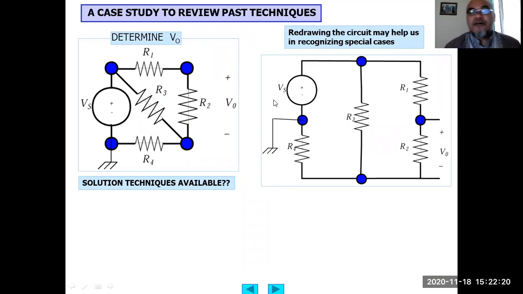Okay, so we draw, in order that we can solve it better. So Vs is connected with R4. The grounded node is this part, between the Vs and R4. This becomes the reference voltage. Then R3 connects between this node, between R1 and Vs, and between R2 and R4. Then R1 and R2 are connected in series, and V output is the voltage across R2.